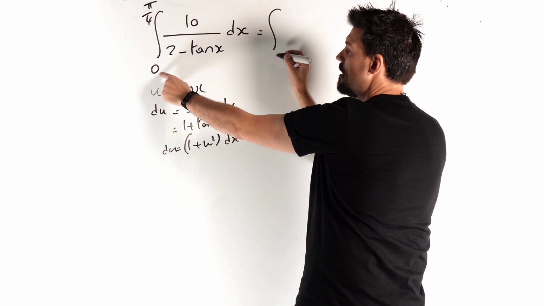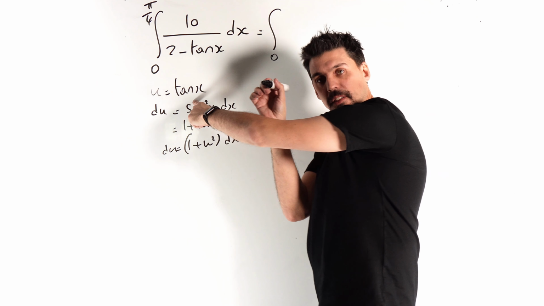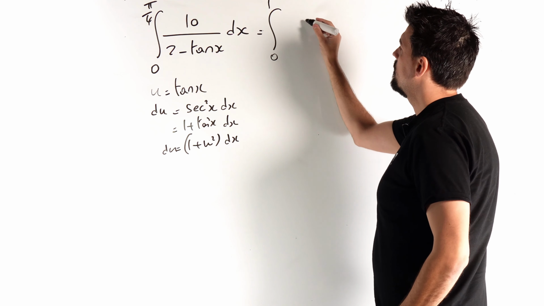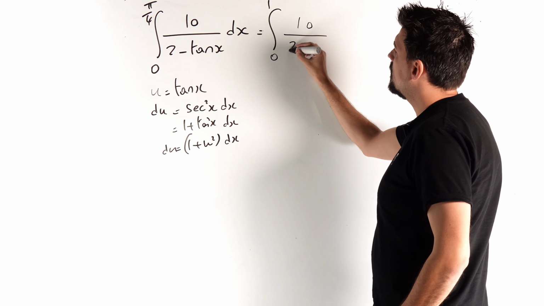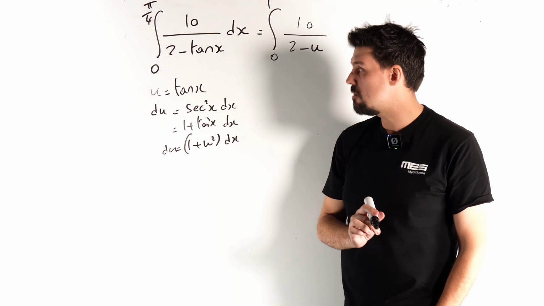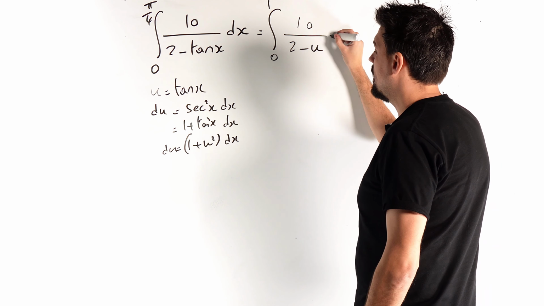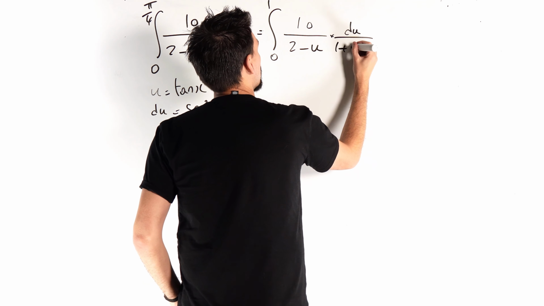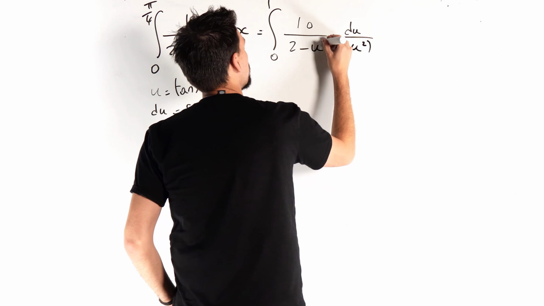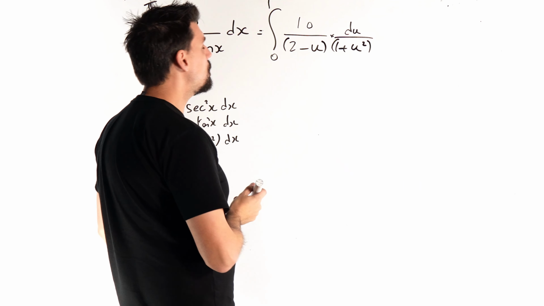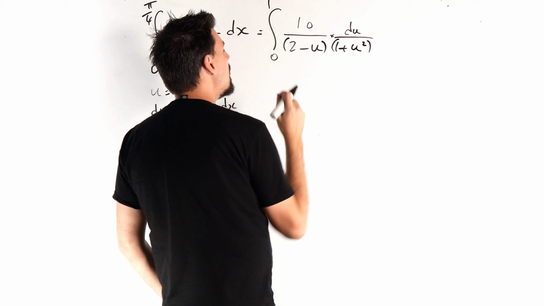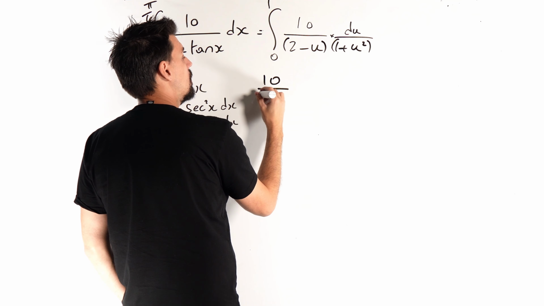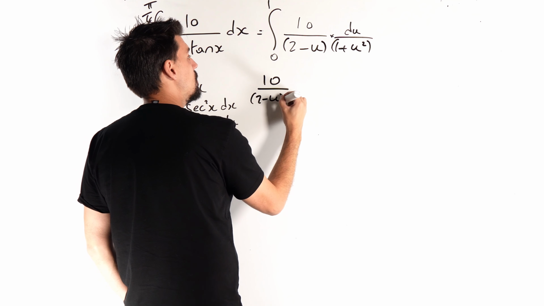So if x is 0, u is 0. When x is pi over 4, tan of pi over 4 is 1. Then this is much nicer: the integral of 10 over 2 minus u, and I will end up with du over 1 plus u squared. Now, I'm still not feeling hyper confident about this, but actually, all we need to do is a little bit of partial fractions.